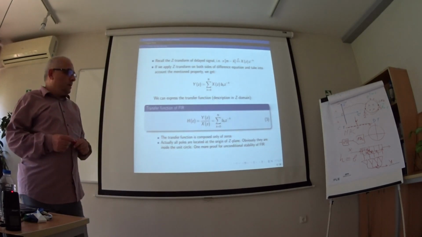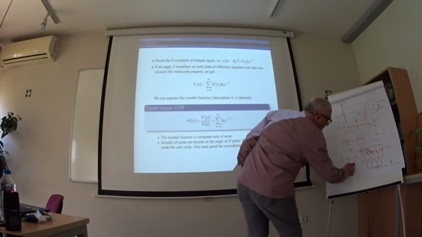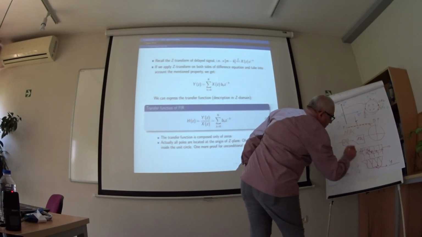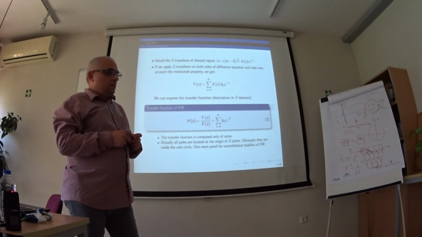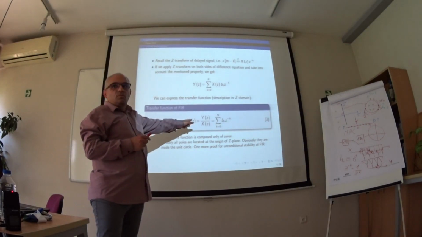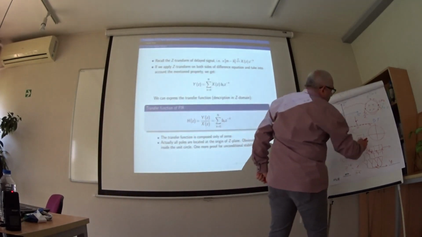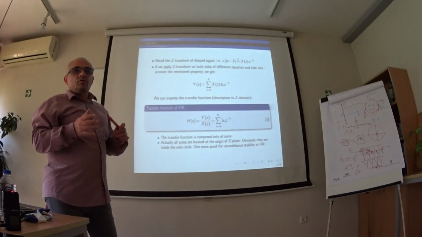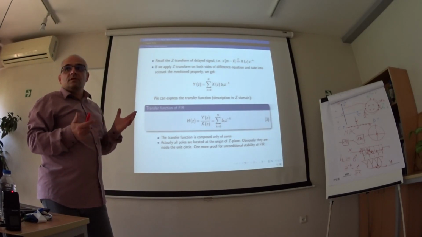So actually, we can write Z to the minus k as 1 over Z to the k. K is an integer. So what value of Z will make H of Z become infinity? Obviously 0. So our poles are always at the origin. But since they are at the origin, they are inside the circle. So such systems are always stable.